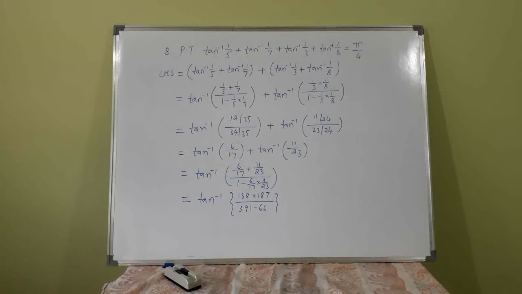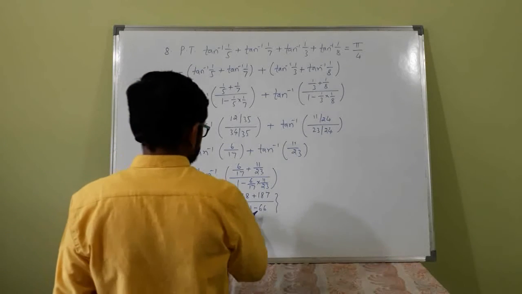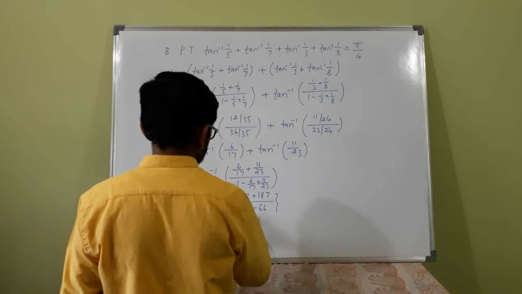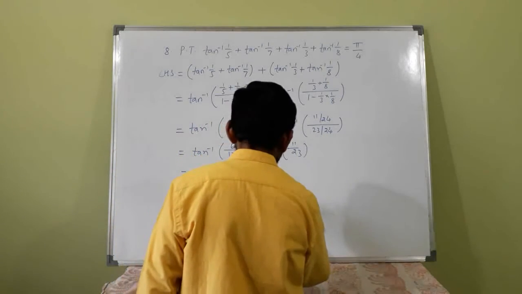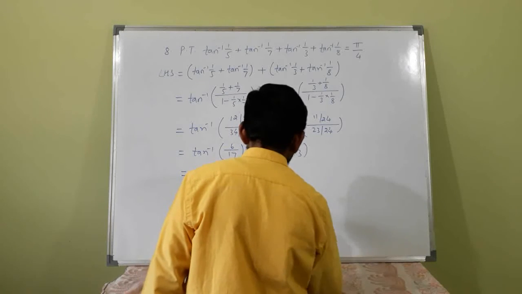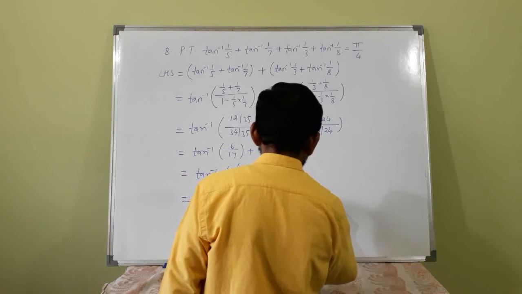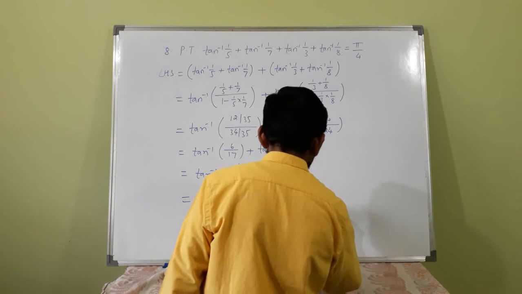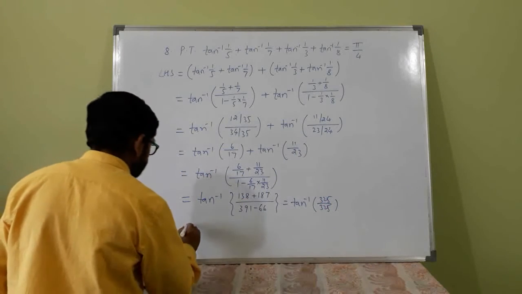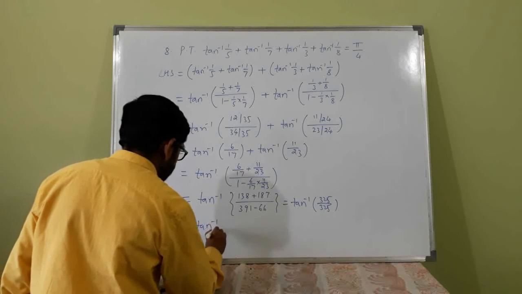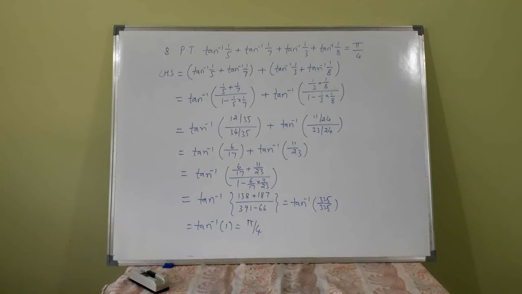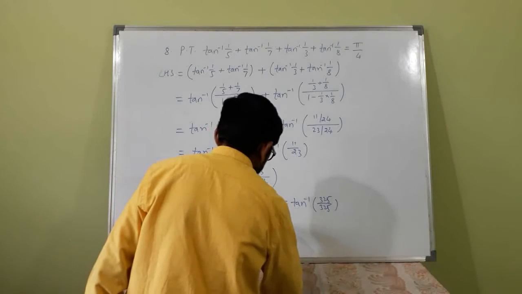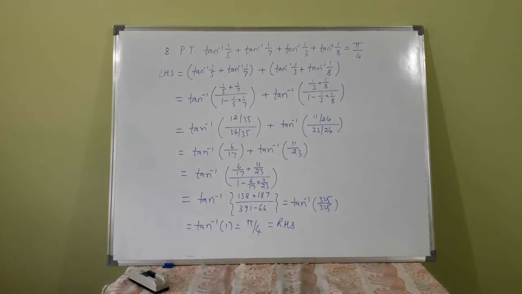So what is the value? This is 325. Numerator is also 325. Tan inverse of 325 divided by 325, or tan inverse of 1 it is. Tan inverse of 1 is 5 by 4. That is the required RHS. Okay.